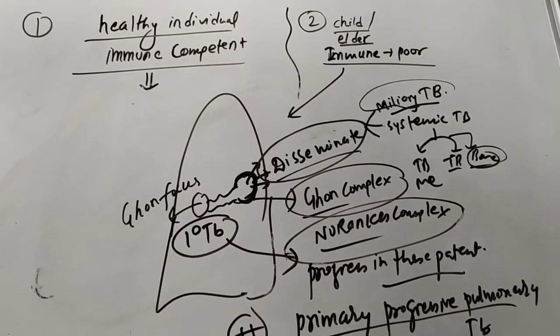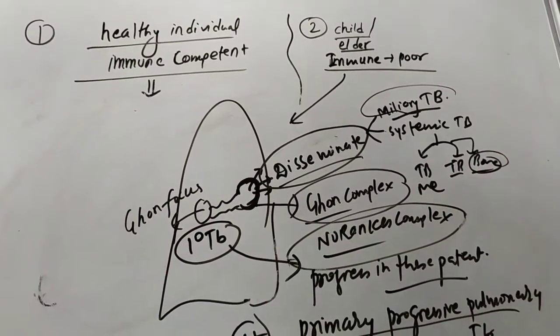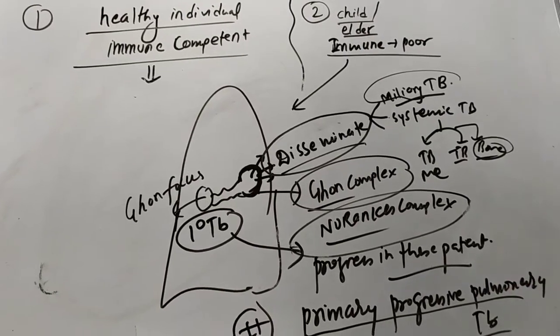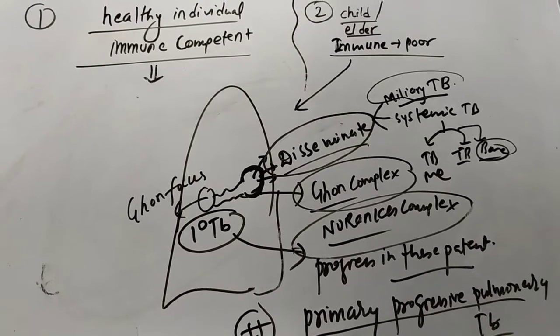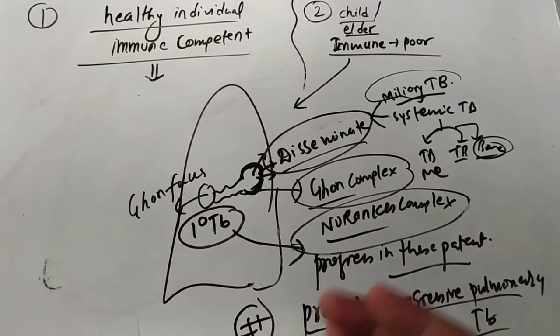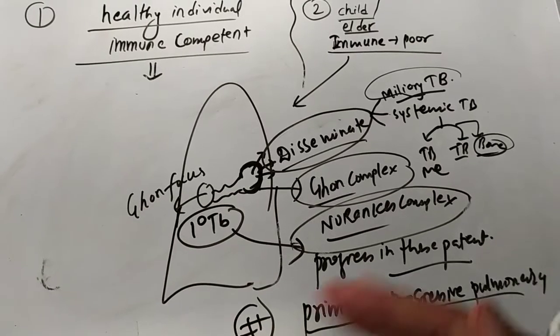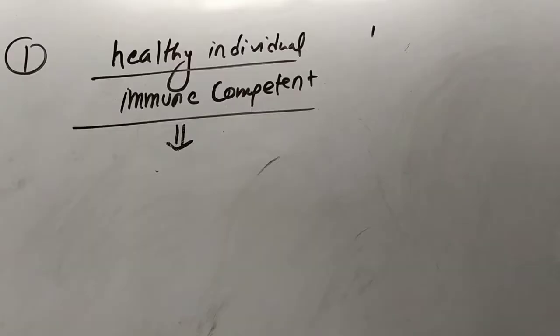So you saw that in the children or the elderly or the immunocompromised, there will be no Ranke complex, and directly the primary TB will progress and cause a different variety of symptoms, or the disease will be so evident in this condition, and that will be known as the primary progressive pulmonary TB. As the primary TB progresses, that's why it is known as primary progressive pulmonary TB.